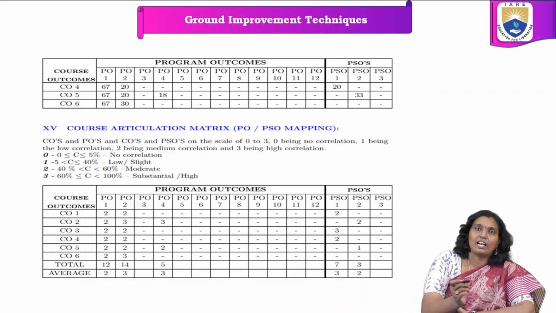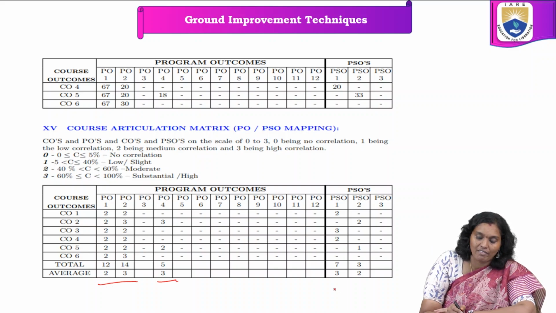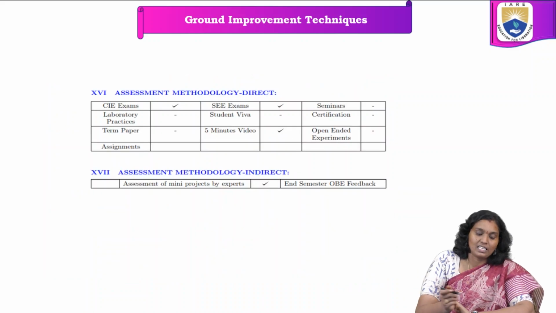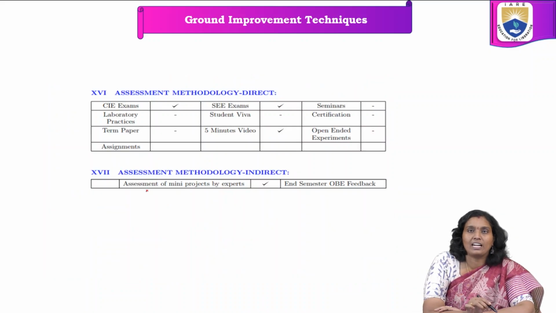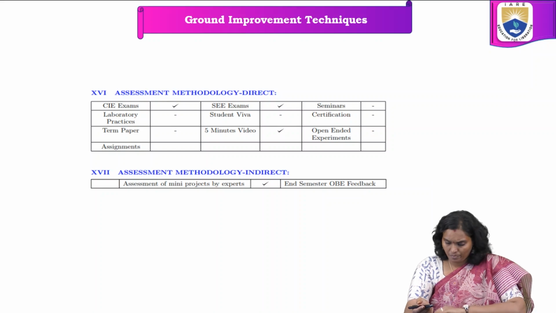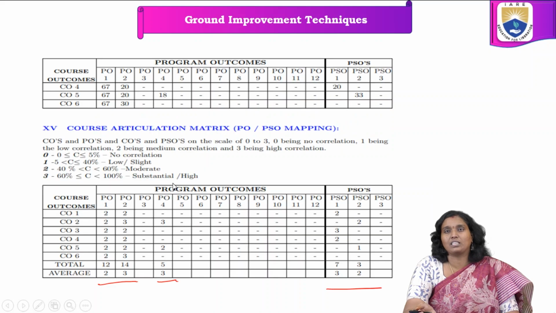Now we are understanding the articulation matrix. According to that, we are getting the average values for the CO-PO mapping, and these are the assessment tools we choose for understanding: the CIE and SE examinations, and we are also asking for mini projects for assessing this. So these are the assessment methods we are going to follow. We are understanding the COs, the CO and PO mapping, and the PSO mapping.